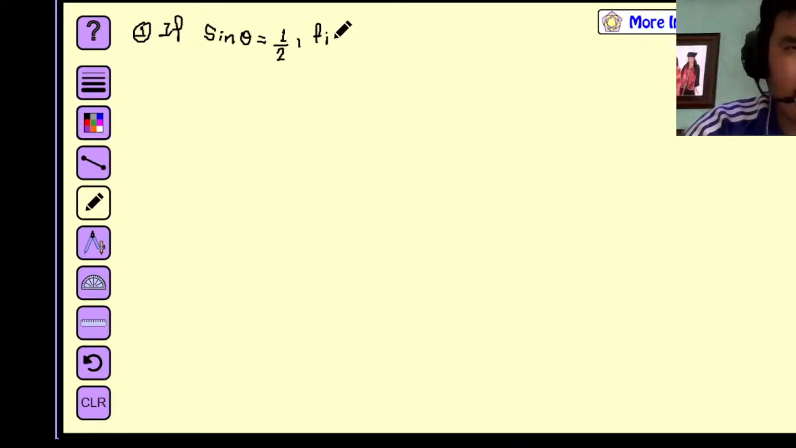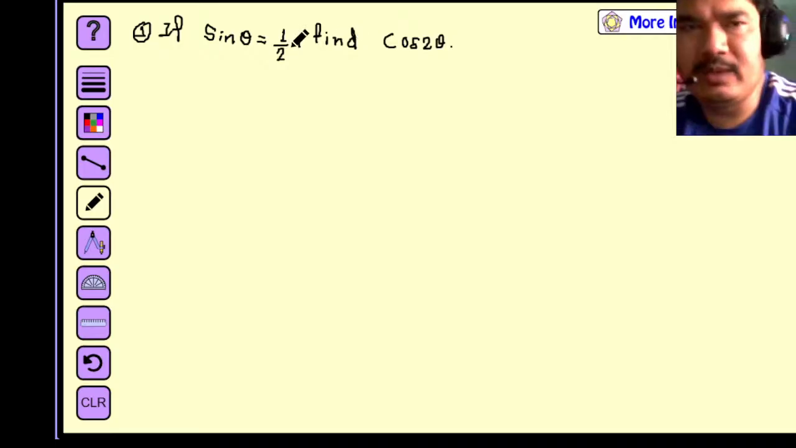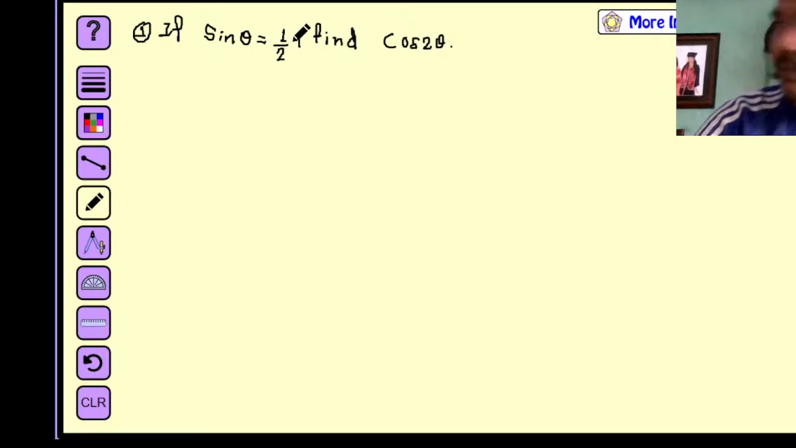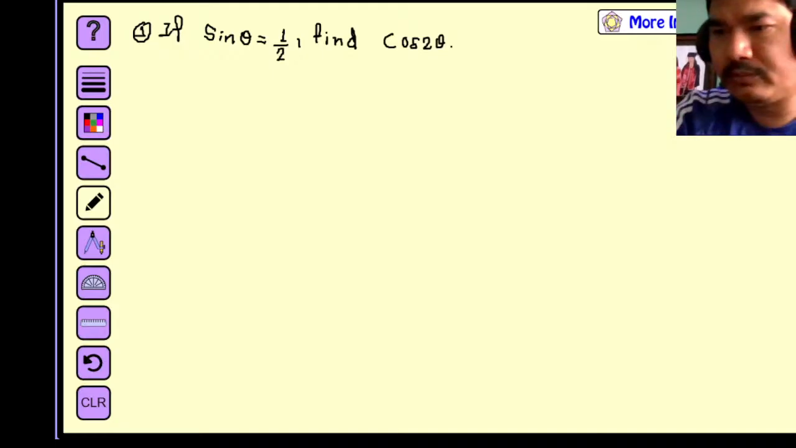cos 2 theta. So this is the question given. In this condition, how will you solve this? By using the formula of multiple angles, which I want to show you here.